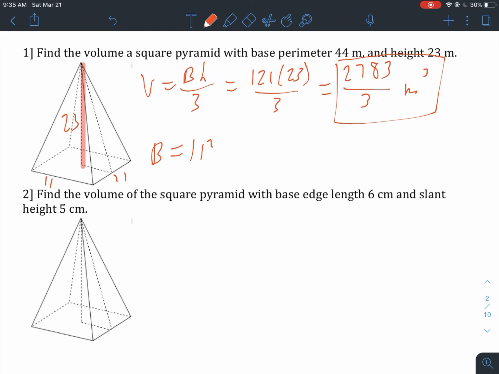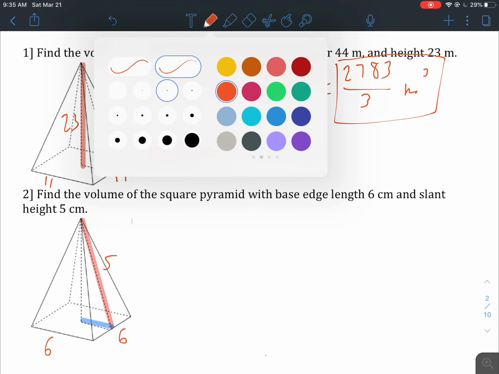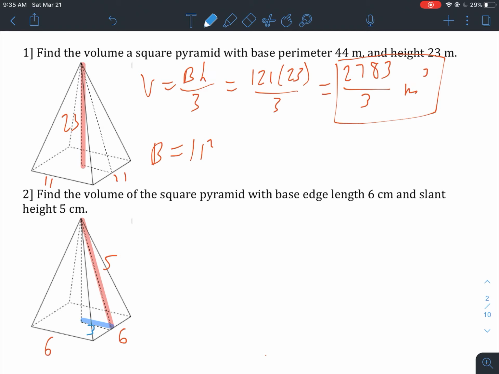Okay, the second one's a little different. It's a square again on the bottom, but this time we are not given the height, we are given the slant height. And while slant height is great for surface area, it is not good for volume. So if the slant height is 5, we don't know the apothem, but we kind of do because it's going to be half of the length of the side down there. So our apothem is 3.